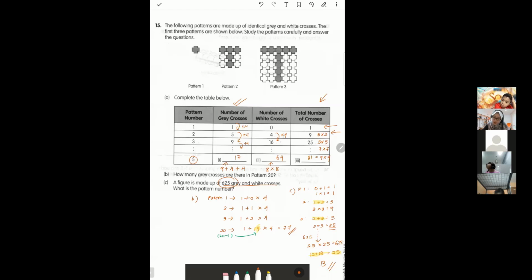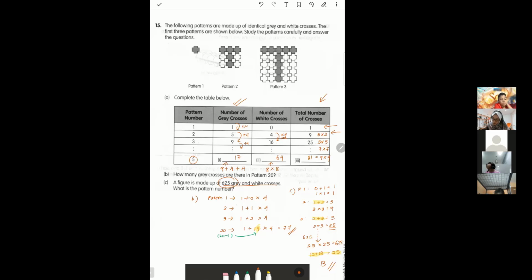Here times 4, 16 times 4. Everything is times table 4. And then here, there is a pattern. 1 times 1 is 1, 3 times 3 is 9, 5 times 5 is 25, and so on and so on. So for 5 will be 9 times 9 is 81.